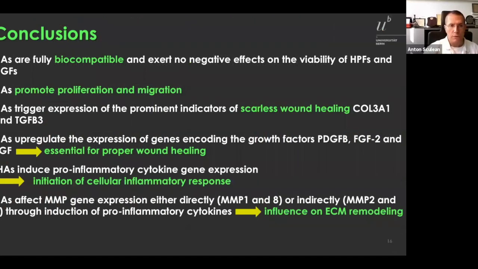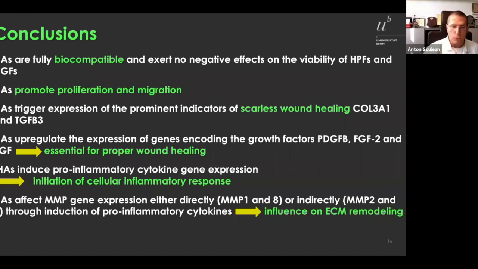In conclusion, we were able to say that the material is fully biocompatible, no negative effects on the viability of these soft tissue cells. It has an important effect on the proliferation and migration of periodontal ligament and gingival connective tissue cells. And it has also an important effect on the indicators, some molecules that have a very important role in the scarless wound healing, like, for example, TGF-beta3. It also upregulates the expression of genes encoding certain growth factors that are important for proper wound healing.